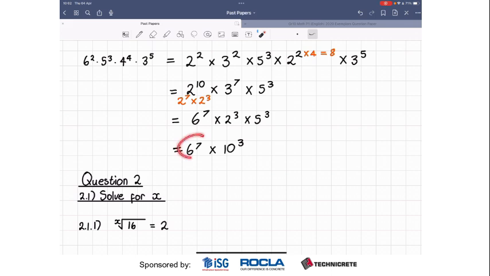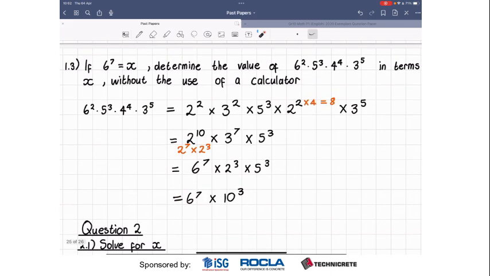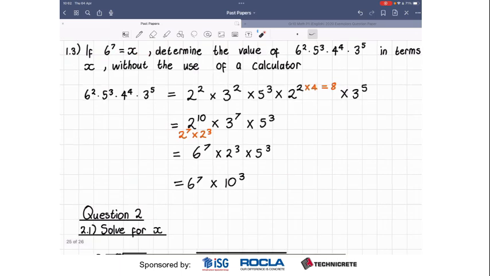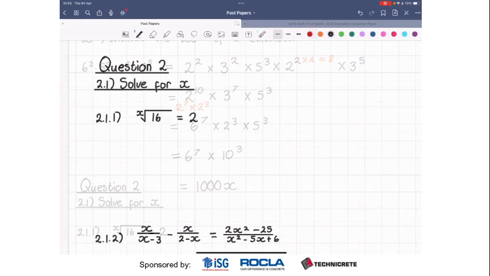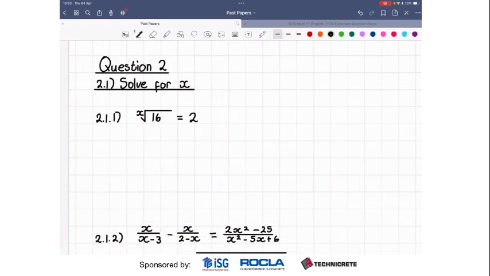And this 6 to the 7, I was told in the question, is equal to x. So I'm going to substitute in x, and I'm going to have 1000 times x. And this I can do without a calculator. The rest of these, they would assume that you've used a calculator. Okay, now this is question 2.